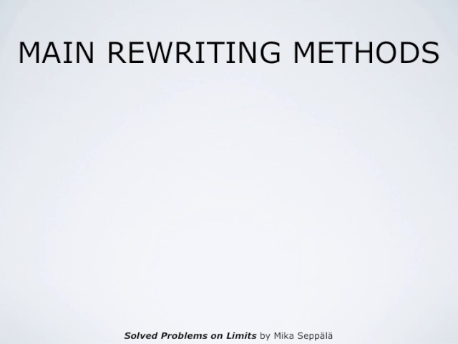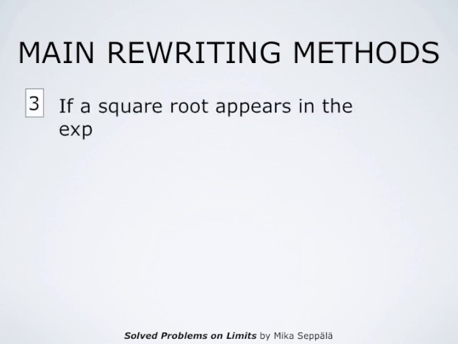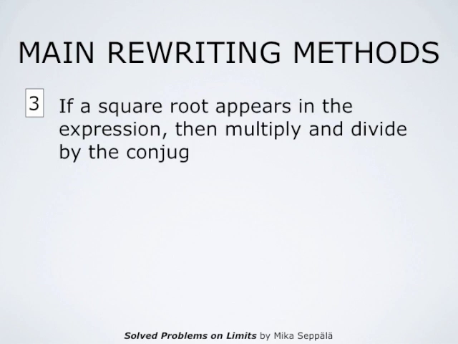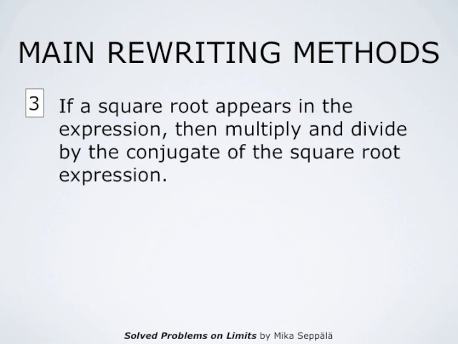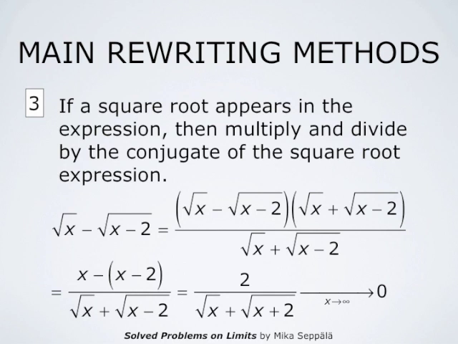If a square root appears in the expression, then we multiply and divide by the conjugate of the square root expression. This conjugate is typically a sum or difference of square roots. So for example, square root of x minus square root of x minus 2 can be simplified for limit computations by first multiplying and dividing it by the sum of the square roots. Then one gets square root of x minus square root of x minus 2 times square root of x plus square root of x minus 2, and that divided by the sum of the square roots.